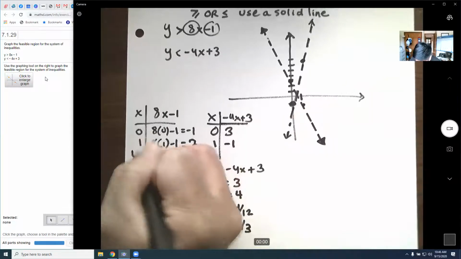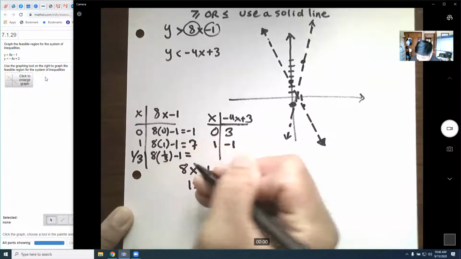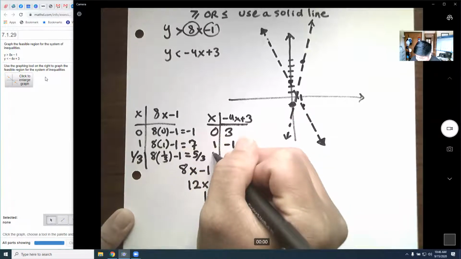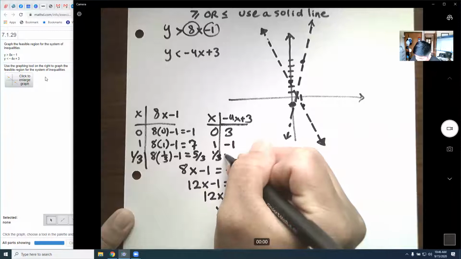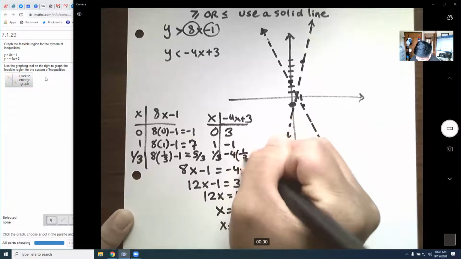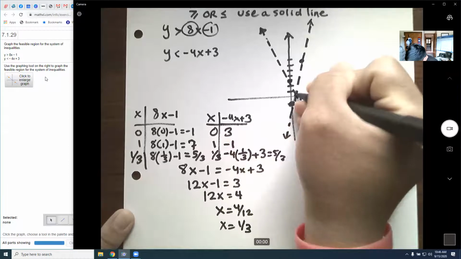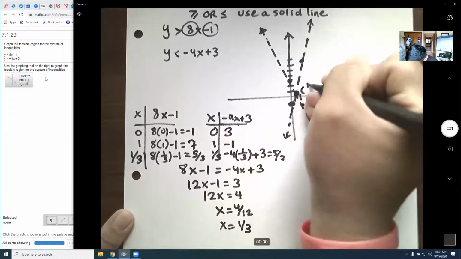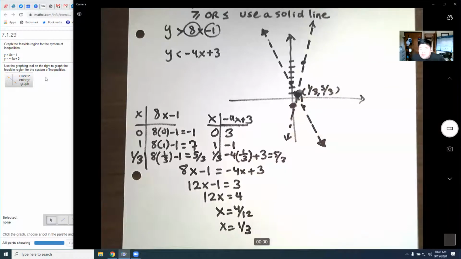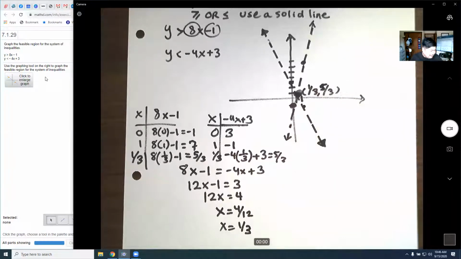All right. So then at 1/3, this is 8 times a third minus 1. So that is 8/3 minus 1. That's 5/3. And you can verify that over here for 1/3: negative 4 times a third plus 3, that's also 5/3. So this point where they intersect is 1/3, 5/3, all right? My point is a little bit bigger than it needs to be, but I think that you get the idea here.